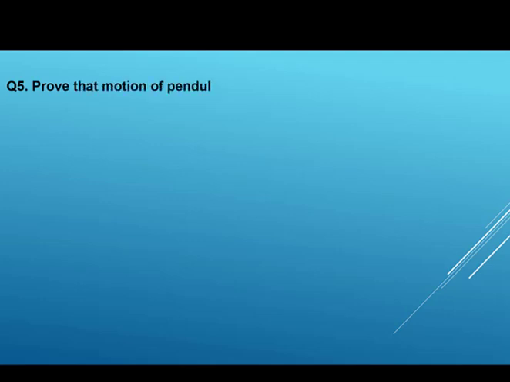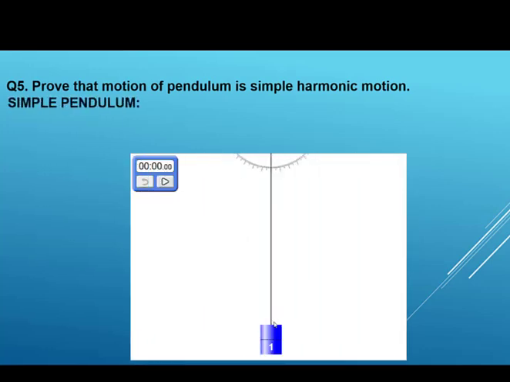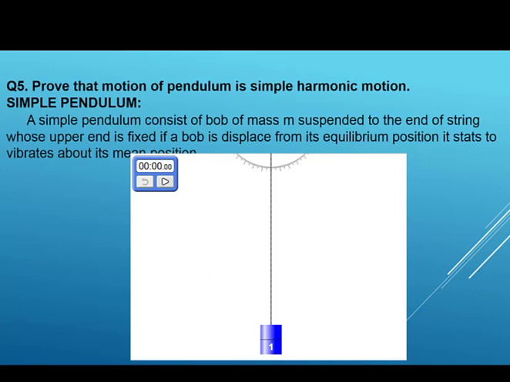Prove that the motion of a pendulum is simple harmonic motion. To prove that its motion is simple harmonic motion, first we have to define what a simple pendulum is. A simple pendulum consists of a bob of mass m, as you can see here, suspended from the end of a string whose upper end is fixed. That means it's in hanging position.